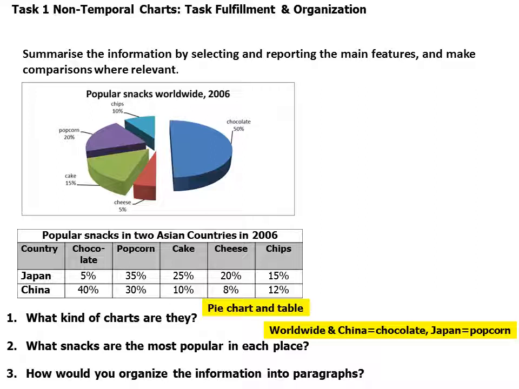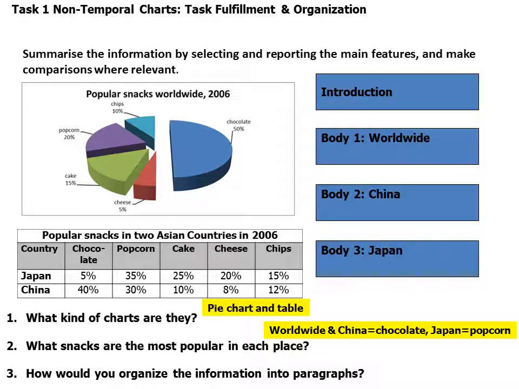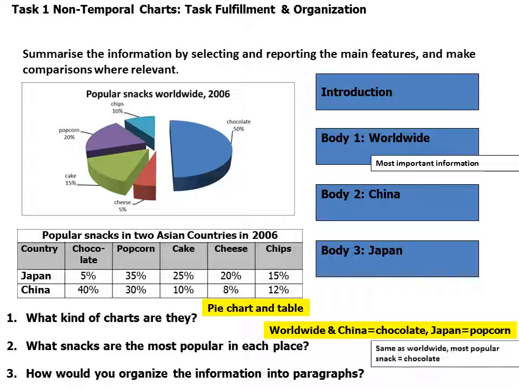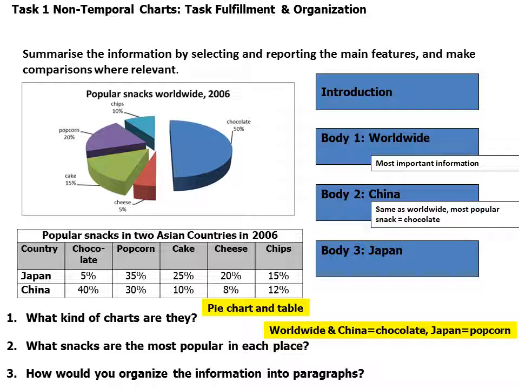So when we organize this information into paragraphs, of course, we'll start with our introduction, and then we'll have 3 body paragraphs. We have the paragraph about worldwide first because it's the most important information. Next, China, because it's the similar one. It has the same most popular snack as worldwide. And last of all, our different one.